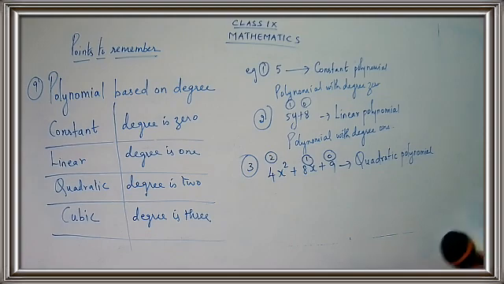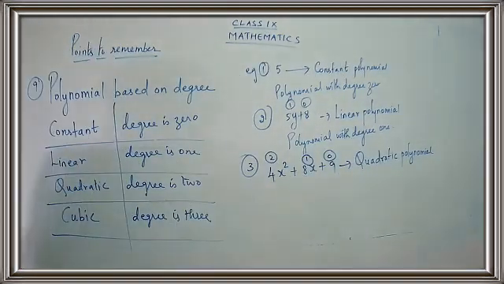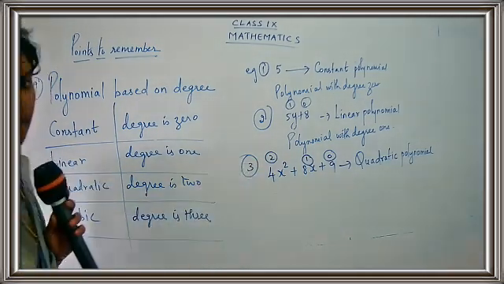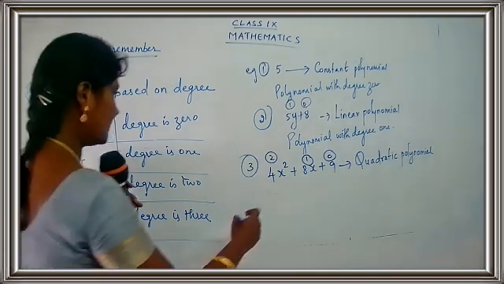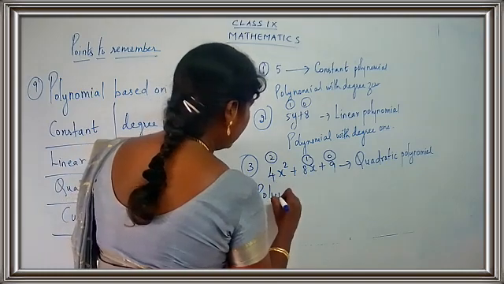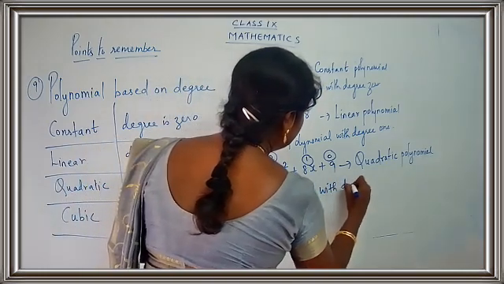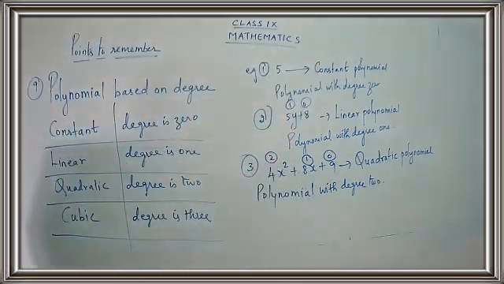4x square plus 8x plus 9. It is a quadratic polynomial. Why is it called a quadratic polynomial? Because it is a polynomial with degree 2. What is the highest power? The highest power is 2. So the degree is 2. So just mention here: polynomial with degree 2. Clear? Okay.